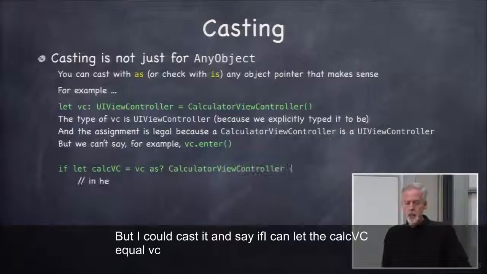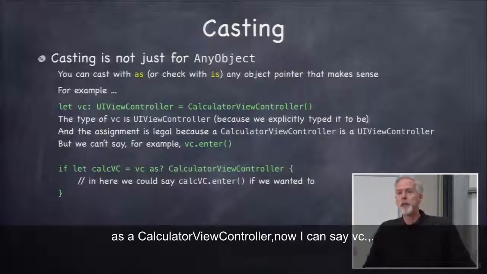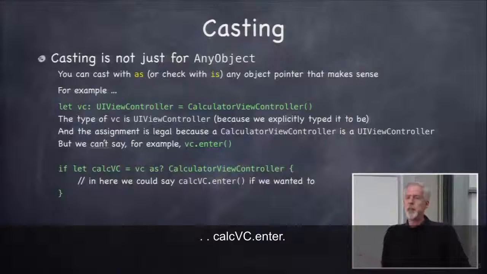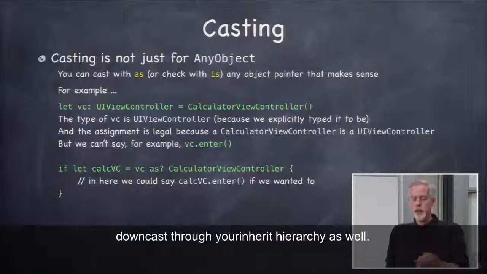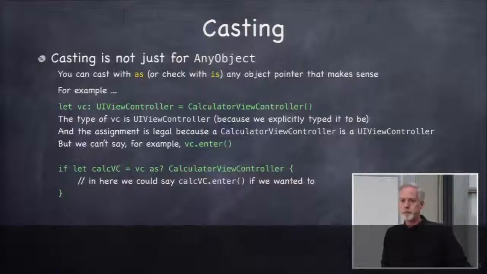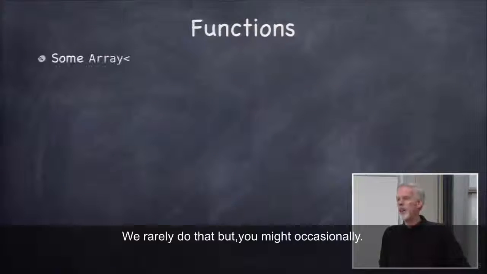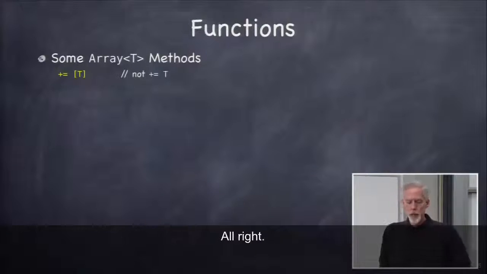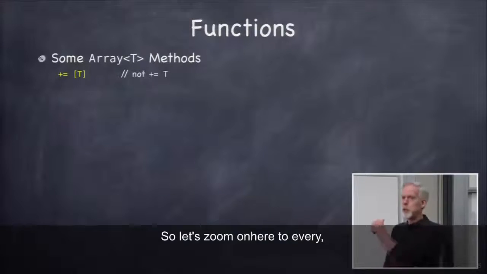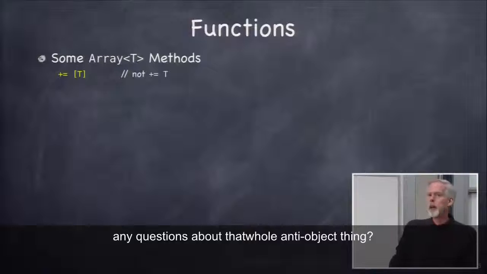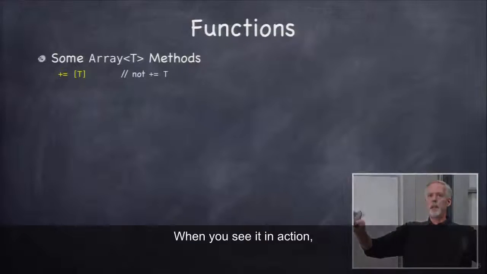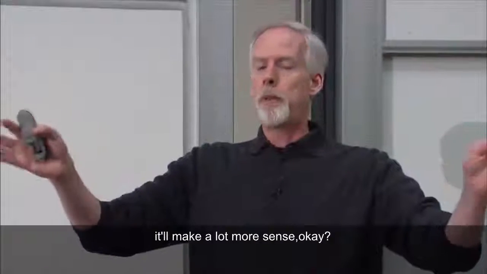But I could cast it and say, if let calc VC equal VC as a calculator view controller, now I can say calc VC.enter. Okay? So you can cast, downcast through your inheritance hierarchy as well. You rarely do that, but might occasionally. All right, so let's zoom on here to any questions about that whole any object thing. When you see it in action, it'll make a lot more sense.